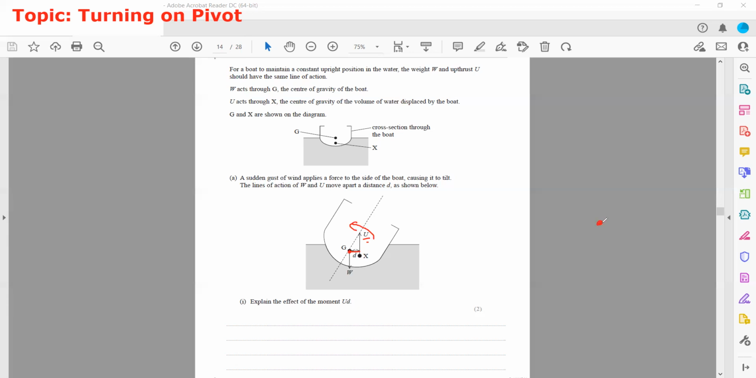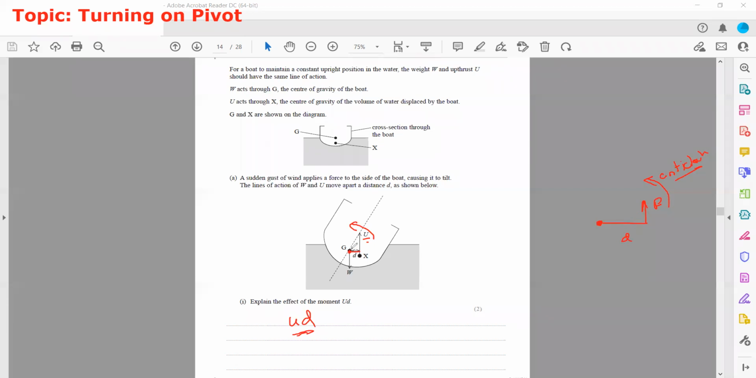For example, if I have an object which is fixed from one end and there's a force acting upward at a distance D, which direction will this force cause a moment or a turning effect? That will be anti-clockwise. So same thing happened. The force will cause an anti-clockwise moment. So force U is there and a distance. Moment is a product of force and distance. So U into D.